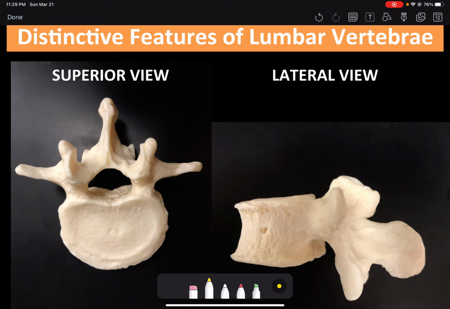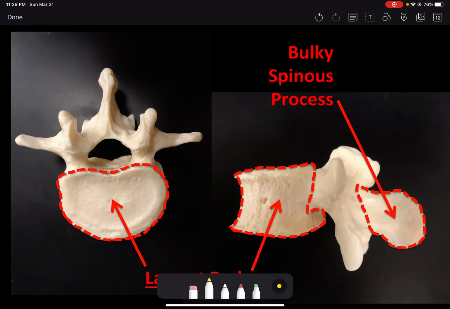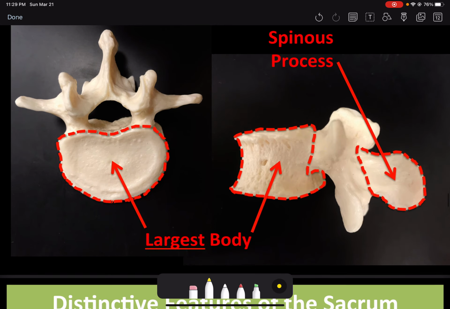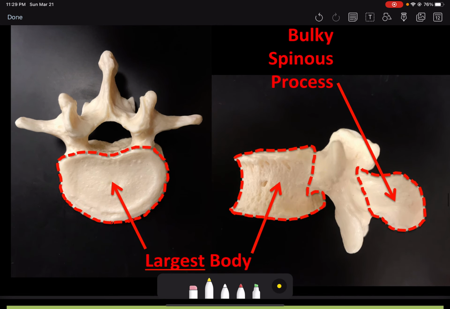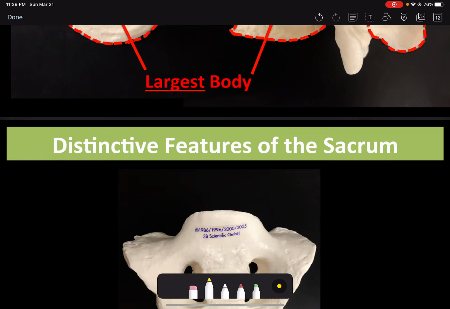Now here's some distinctive features of the lumbar vertebrae. We have a more bulky, box-like spinous process and the largest bodies of all the vertebrae, right? Or at least the largest bodies amongst the lumbar, thoracic, and cervical vertebrae, all right?